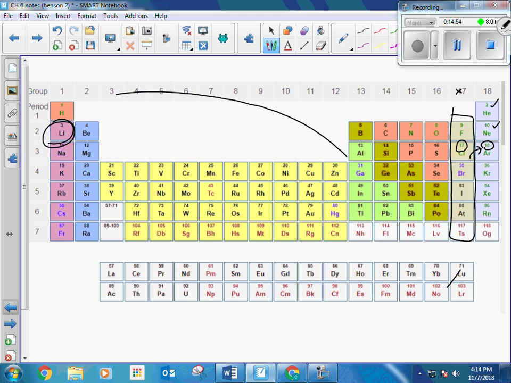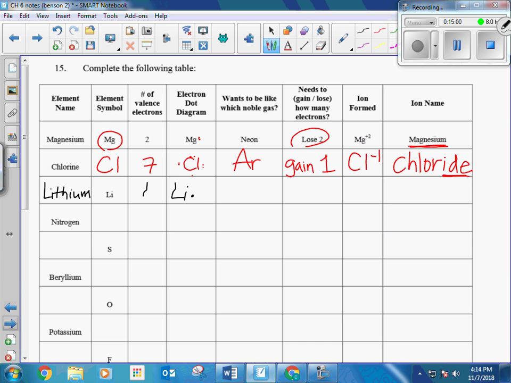So metals want to lose electrons. If it loses one electron, it's going to look like helium. That's what it's closest to. So it wants to be like noble gas helium. It needs to lose one electron. And when it loses, you have to remember, you have to think opposite. It means it has a +1 charge. And because it is a metal, it does not change its name, lithium.